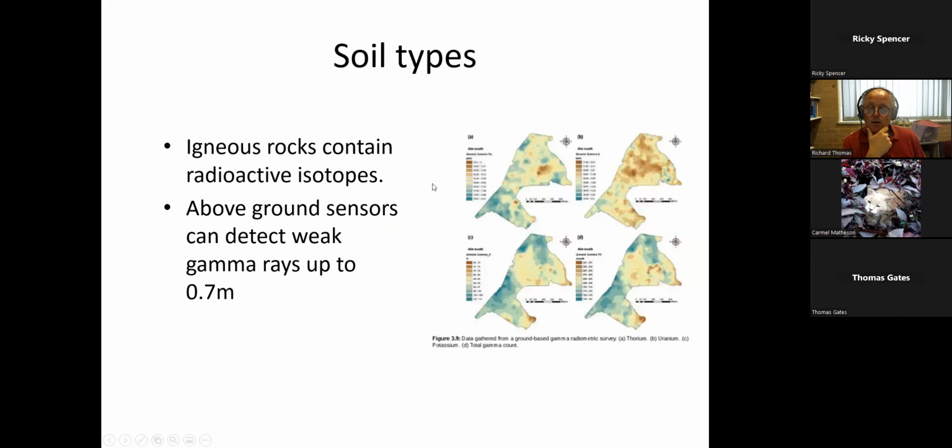We can do radioactive isotope measurements. Igneous rocks all contain radioactive isotopes, and we can detect those gamma rays up to 0.7 meters into the soil. So we can get the underlying geological soil type by running a sample across the surface and measuring the radioactivity.